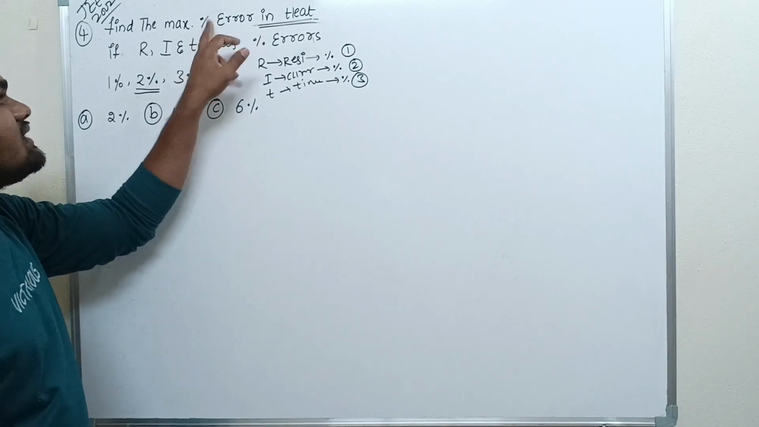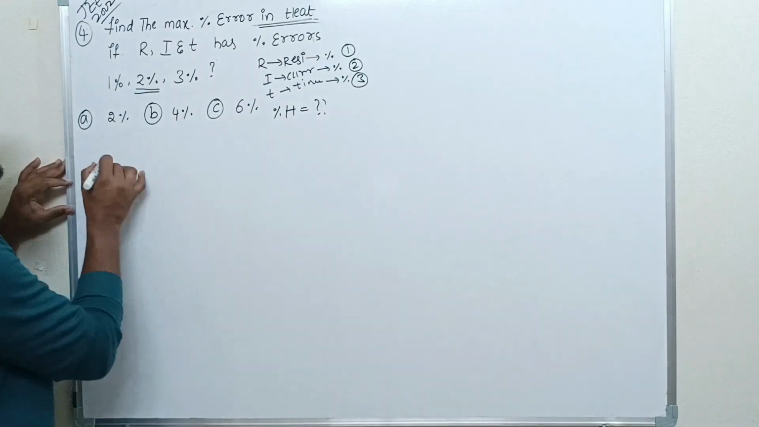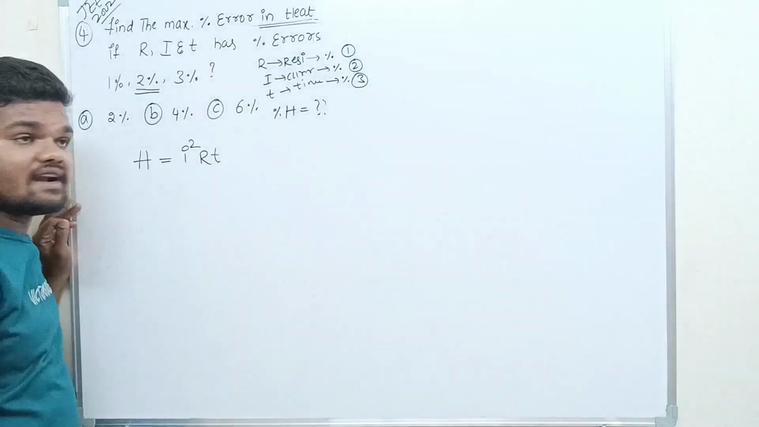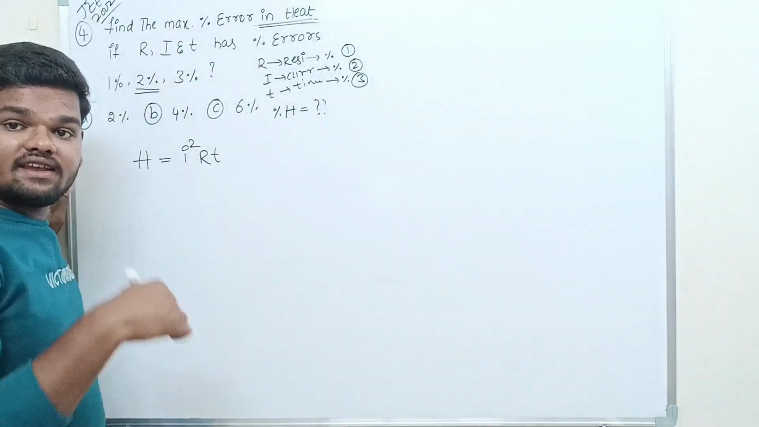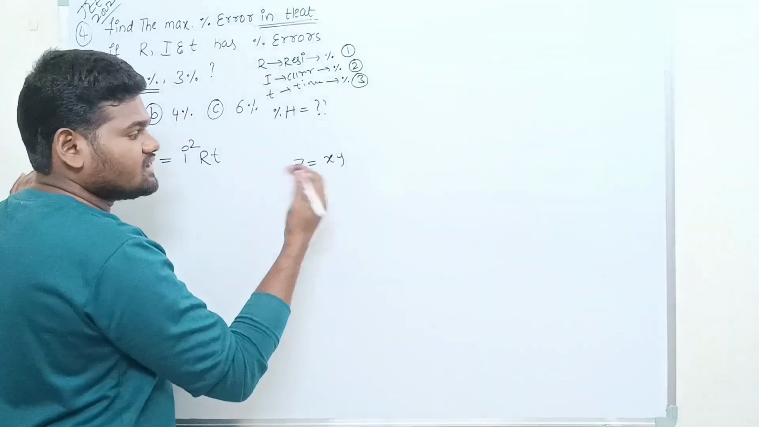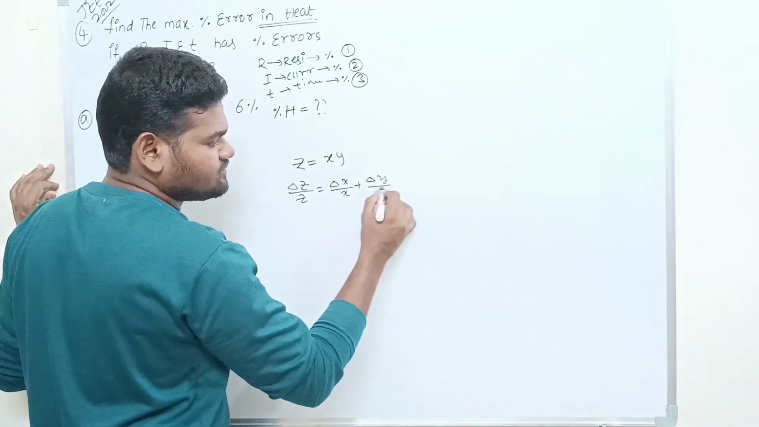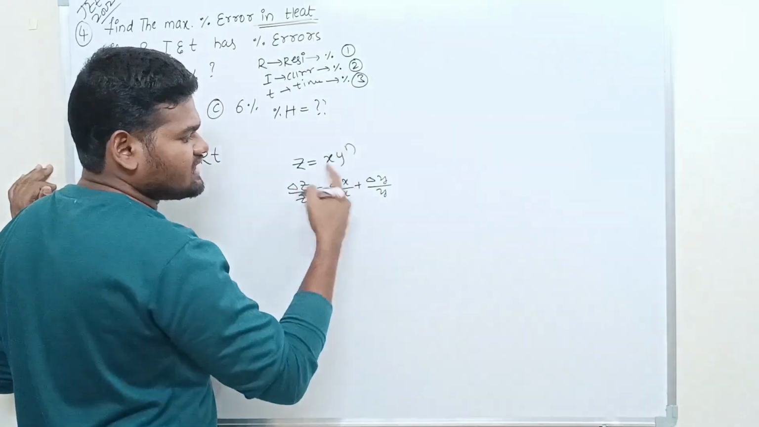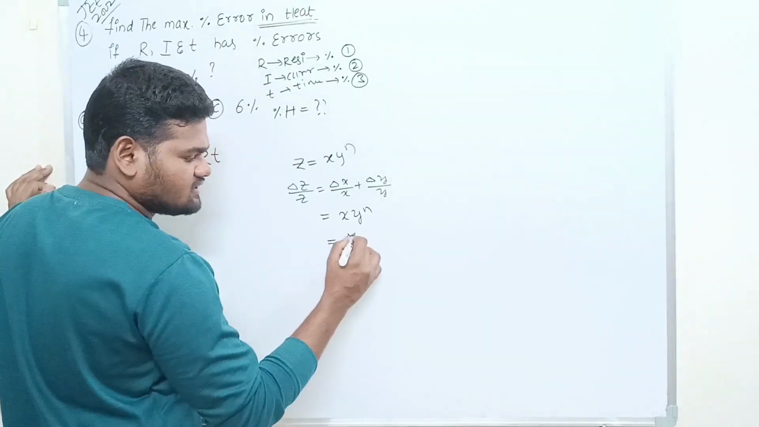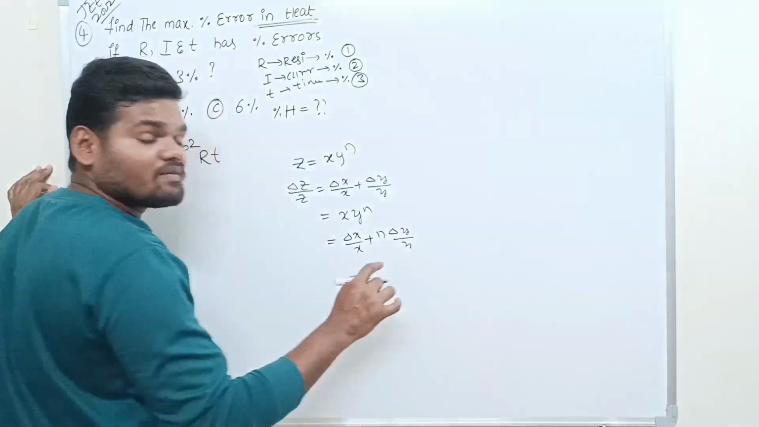What they are asking is the percentage error in heat. In second year, we have the formula. What is Joule's law? Joule's law says that H is equal to I square RT. So how do we find the percentage error? In a previous session, I told you that if Z is equal to X into Y, then the percentage error is delta Z by Z equals delta X by X plus delta Y by Y. If any power is there, like x y to the power of n, then n comes in front of delta y by y. This is the maximum relative error.